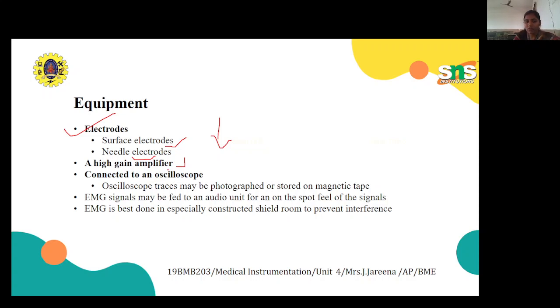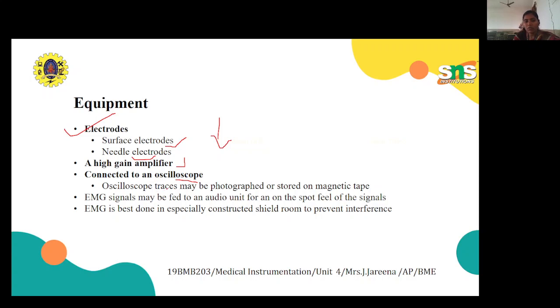This is the second part which is needed on the equipment side. One is the electrode to get the signal. After getting the signal, we need to strengthen it by means of an amplifier. Next we have to display the signal. Now we have acquired the signal and amplified it. What is the next stage? We have to display or record the signal, so that we can do further inference by seeing that signal.